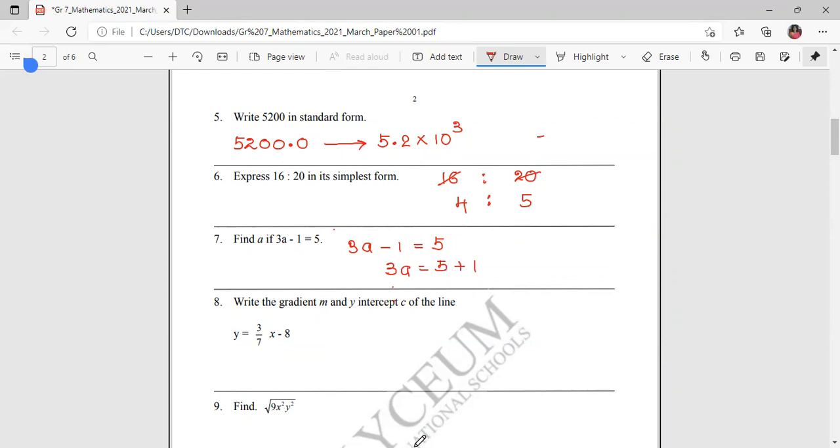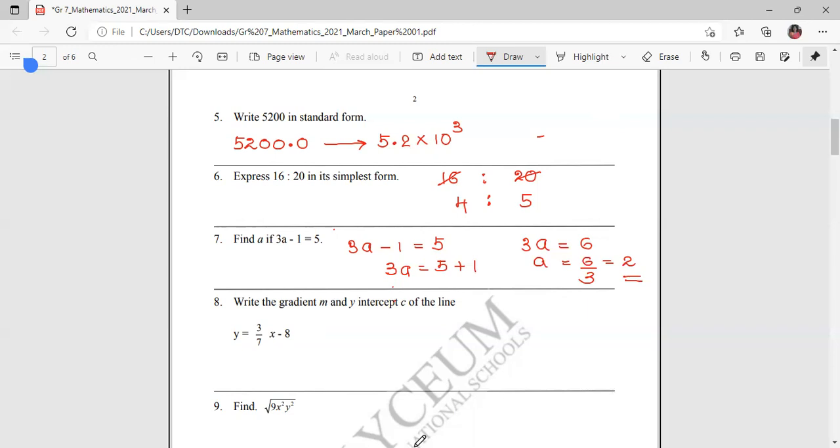So then 3A equal to 6. Then A is equal to 6 divided by 3. The final answer is 2, right? So you can write A is equal to 2. So 3A minus 1, I brought that negative 1 to the other side, that becomes positive 1. Then I have 3A equal to 6.